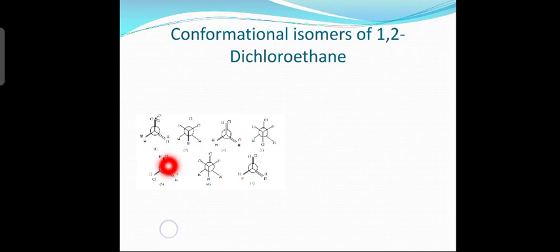Now what about staggered conformation? What do you mean by staggered conformation? If chlorine atoms and hydrogen atoms are in between, far away, that means staggered. Like this, the second conformation, then the fourth conformation, and then the sixth conformation. These are called staggered conformations. Next slide.